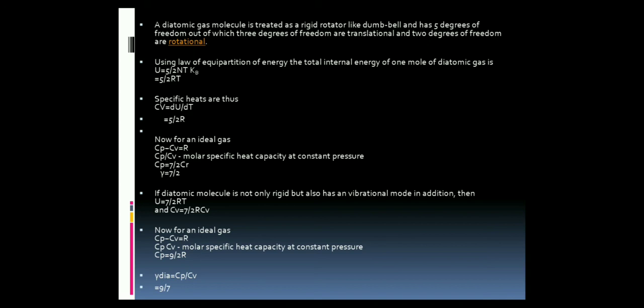If a diatomic molecule is not only rigid but also has a vibrational mode in addition, then U equals 7 by 2 RT, which gives Cv equal to 7 by 2 R. Now for an ideal gas, Cp minus Cv is equal to R, where we get for the diatomic molecule the ratio 9 by 7.